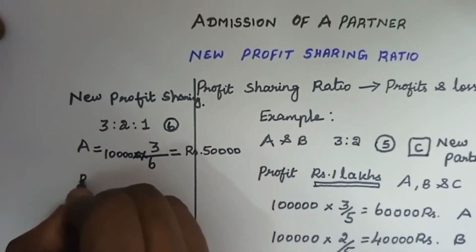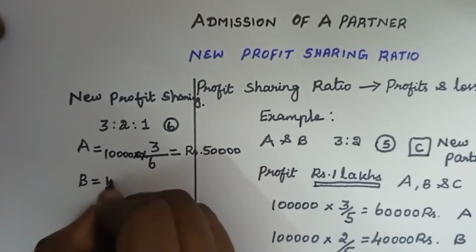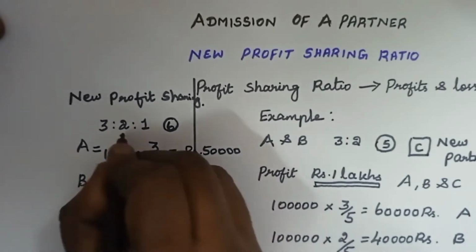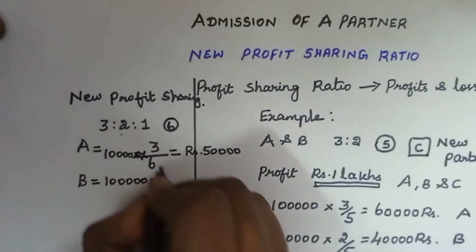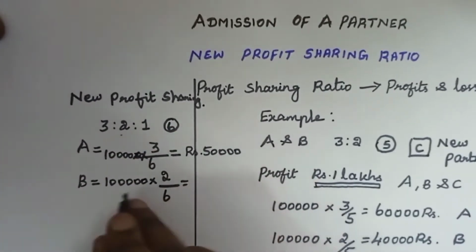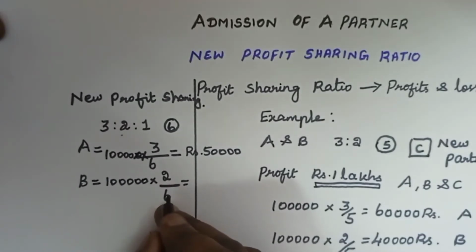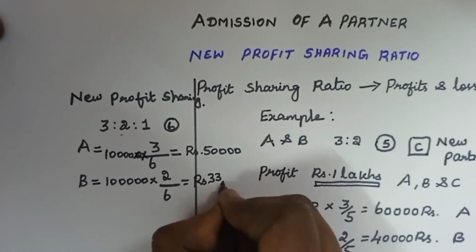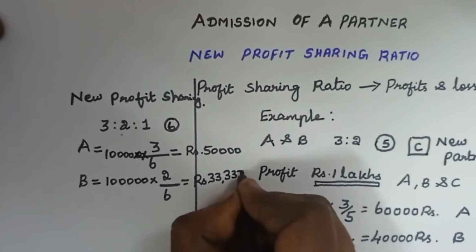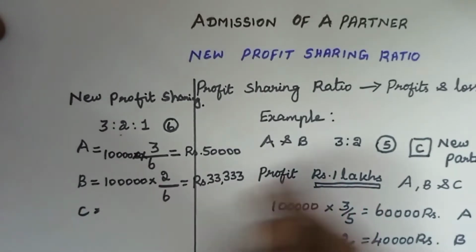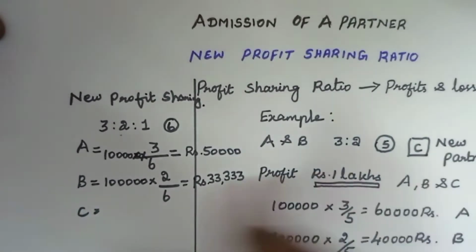Share of profit of partner B. 1 lakh into share of partner B, 2. Total share 6. 1 lakh into 2 divided by 6. We will get 33,333. Next, share of profit of new partner C.